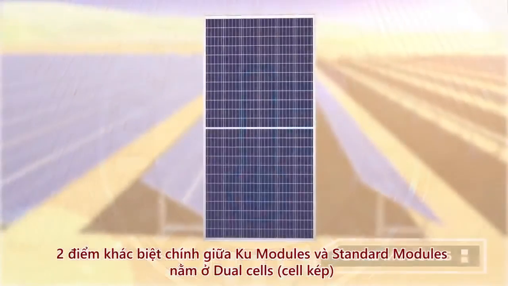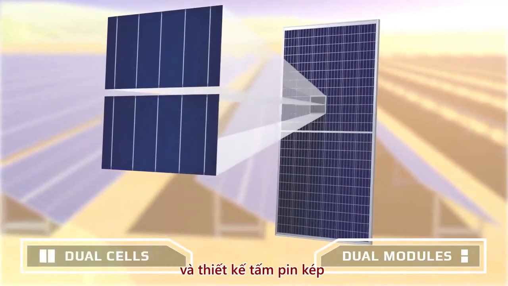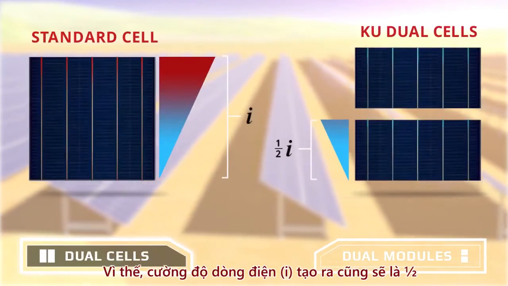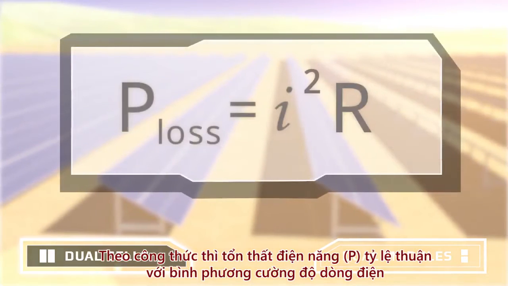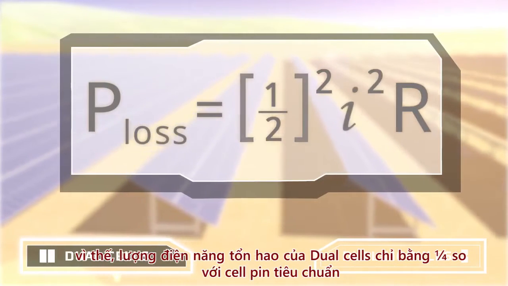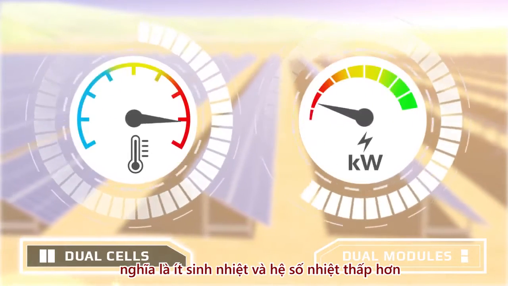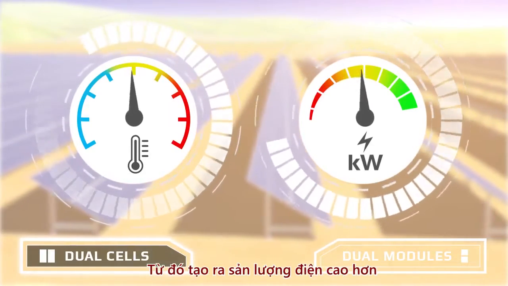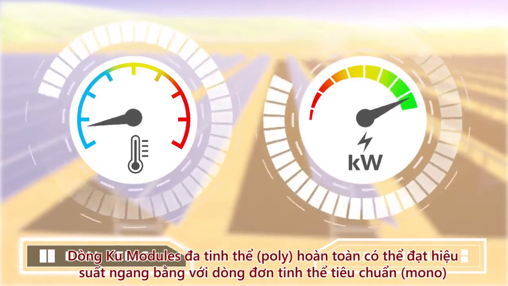The main differences between COO modules and standard PV modules are dual cells and dual module design. Dual cells are half the width of standard cells. Cells with half the width generate half the current. Because the power loss goes as the square of the current, dual cells generate only 1/4 of the power loss, which means less heat generated. Because the module operates cooler and has a better temperature coefficient, it can generate a higher power output. Polycrystalline COO modules are available at the same power classes as standard monocrystalline modules.